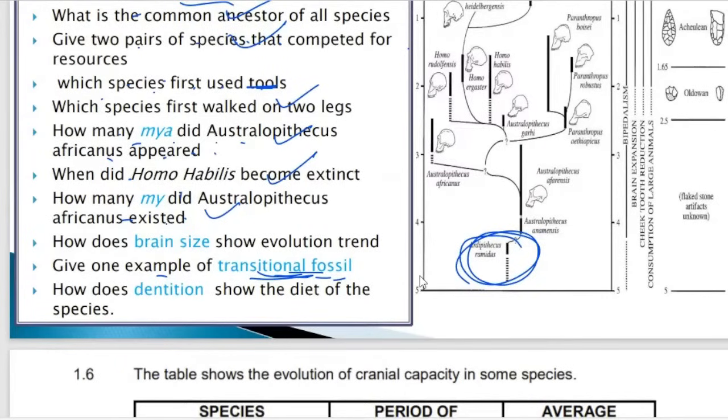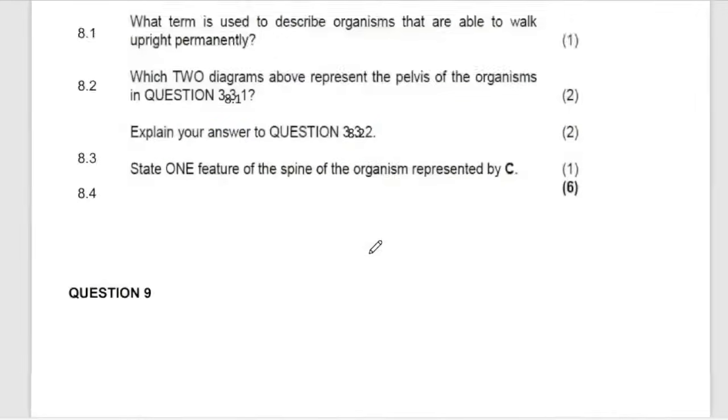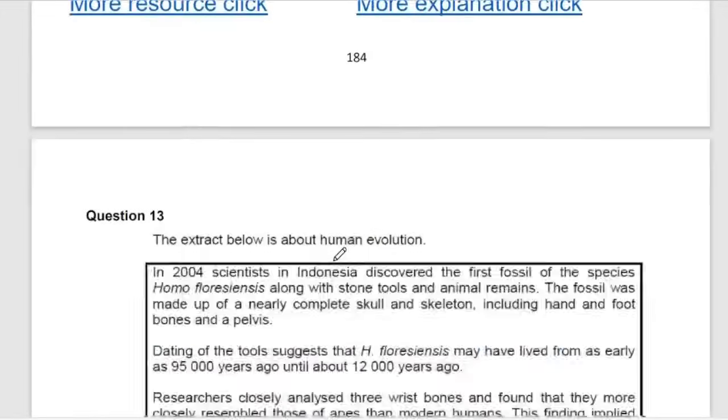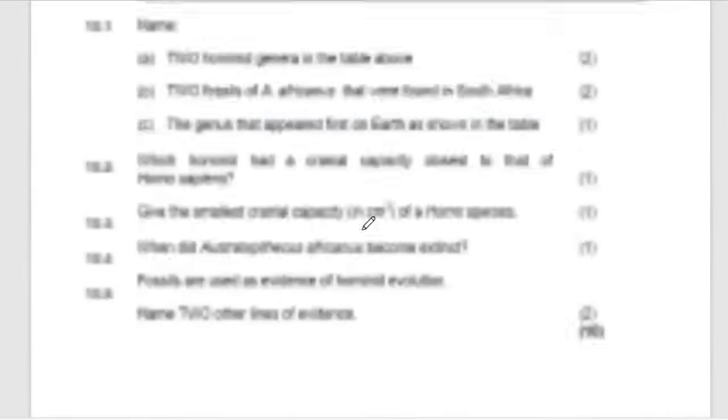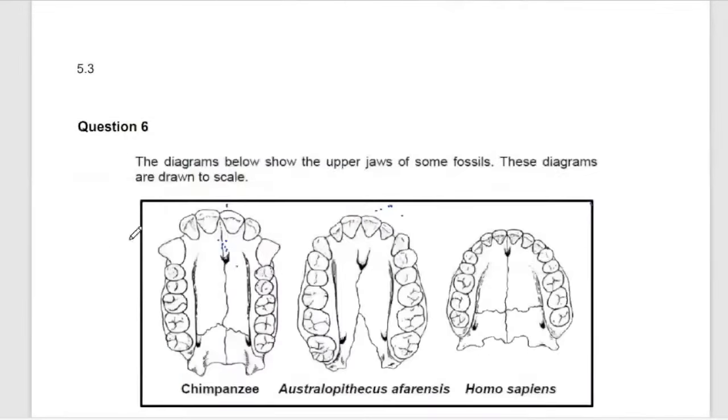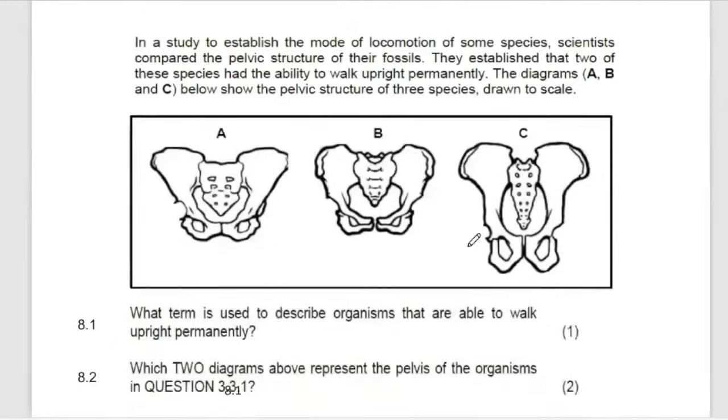How does dentition show the diet of the organism? Dentition shows the diet. How does it show? If you have sharp canines, it means that you are feeding on raw food. Understand? Yes, raw food. And this food is tough, therefore you have to use sharp canines like this. Sharp canines, yes. I think that's the question.